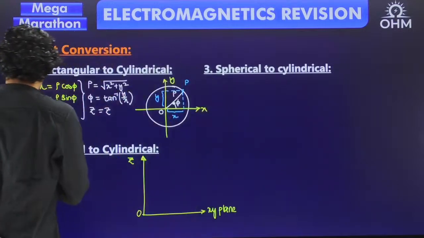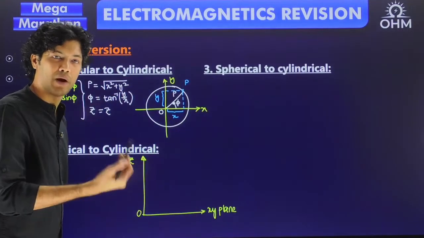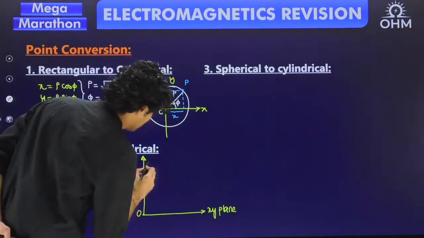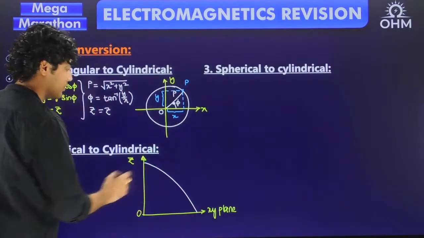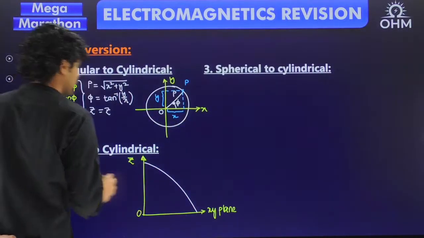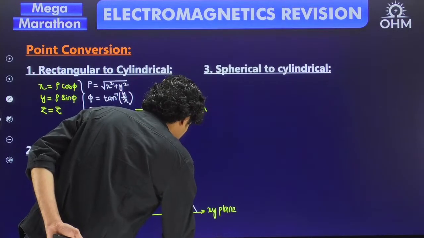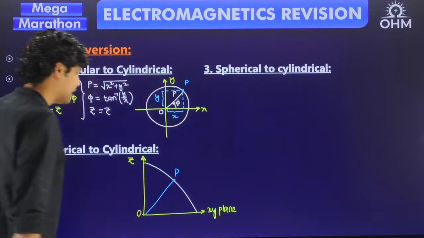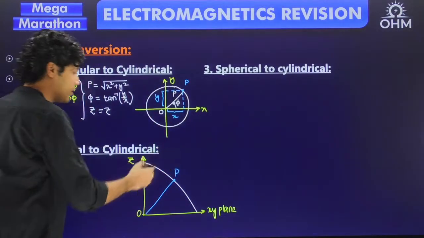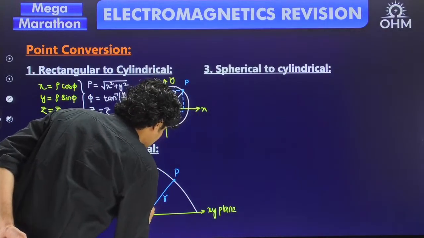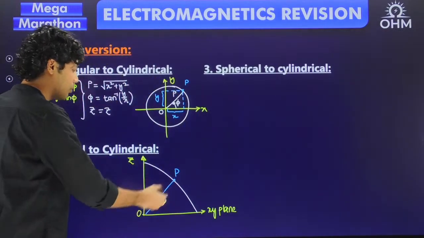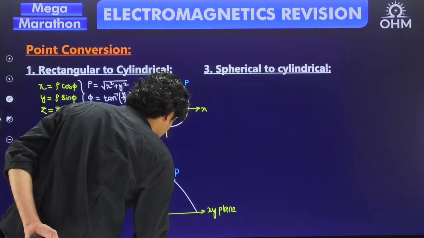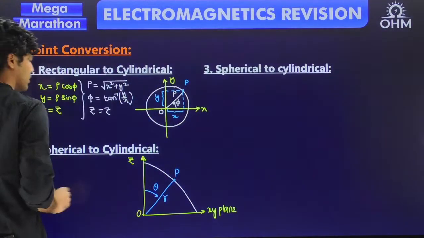Whenever you draw a longitude, a longitude is basically a part of a circle, right? So I'll get a shape like this, a part of a circle, and on this part of a circle we have the point of interest. The distance between origin and the point of interest is r. The angle made by the OP line segment with respect to the positive z axis corresponds to theta. That's it. If you remember these two diagrams, again the second part of the point conversion is complete.